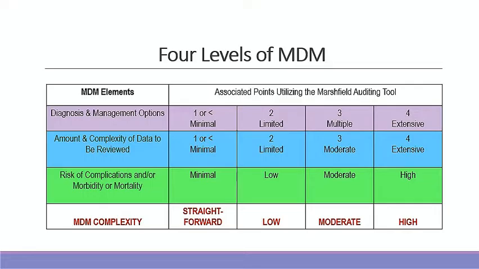We see that there is a number assigned in some of the sections on this table. This number is a mathematical way of analyzing a provider's documentation to define what is minimal, limited, extensive, moderate, and high. This concept is from the Marshfield auditing tool that is used by most organizations when coding or auditing provider documentation. 4 points is the maximum amount of points that can be calculated in any of the elements. Providers may have more than 4 points documented, but for coding purposes, we stop counting at 4.